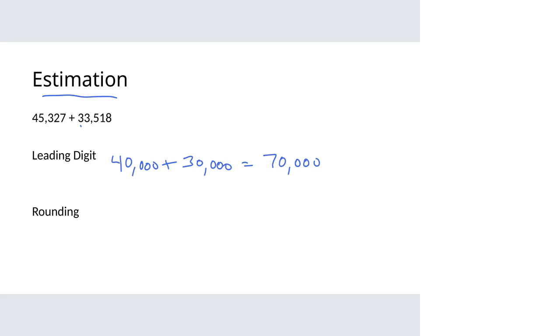One of the things that's true about leading digit estimation is it's always going to be smaller than the actual answer, because essentially we're just getting rid of all of those things. So leading digit is okay, but it's always going to be smaller than the actual answer. And typically not that accurate, but maybe that's okay. We're just coming up with an estimate.